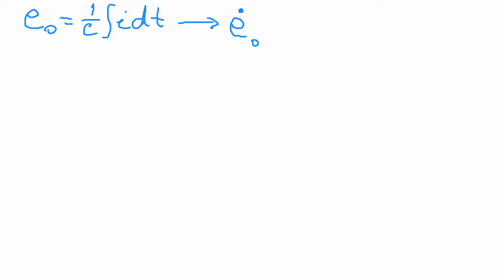Now, since EO was equal to 1 over C integral I dt, then EO dot is equal to I over C. Or in other words, I is equal to C times EO dot. Okay. So this is one group.